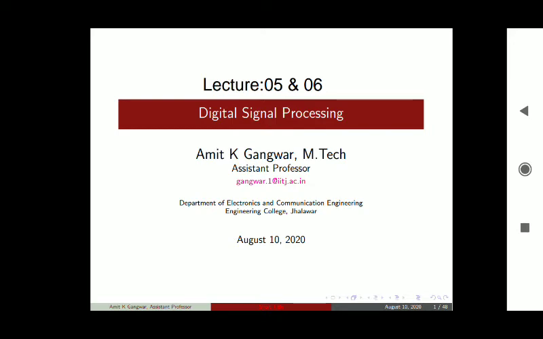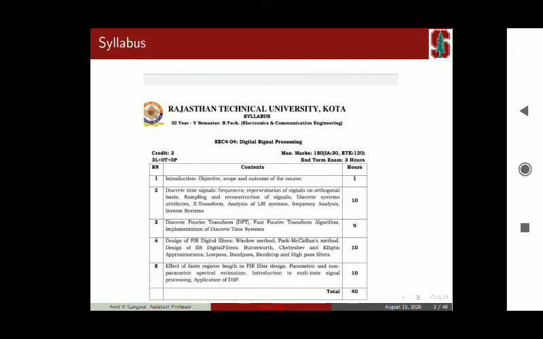So this is lecture number 5. In the previous lecture, we studied the discrete Fourier transform, and then we studied its properties. We have studied all the properties one by one in the previous lecture. This is unit number 3, which we are currently studying. So today's topic is how to compute the DFT in the computer.